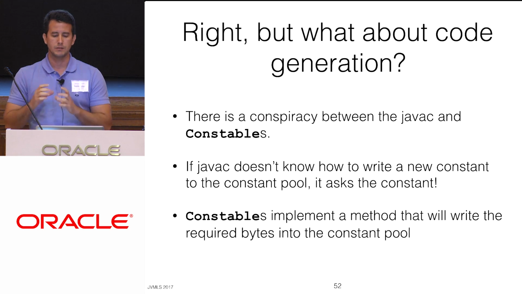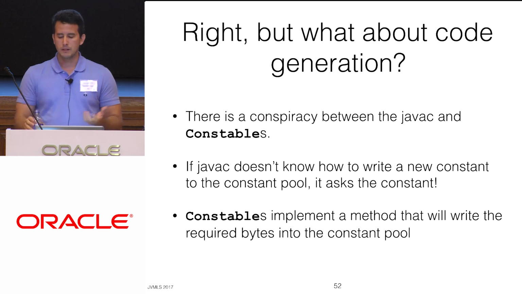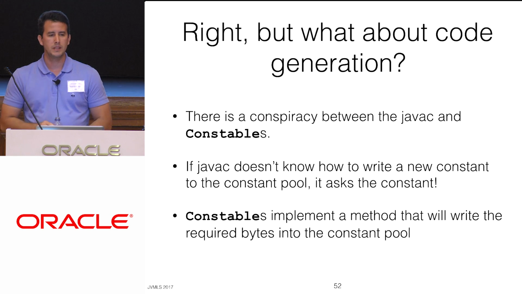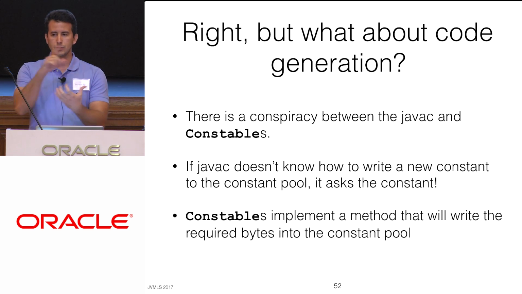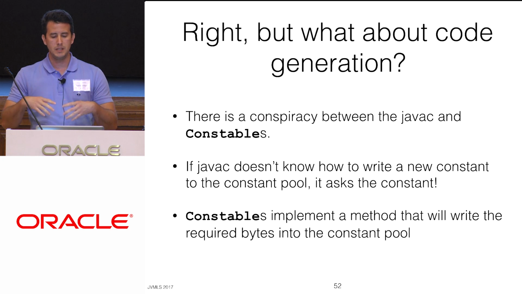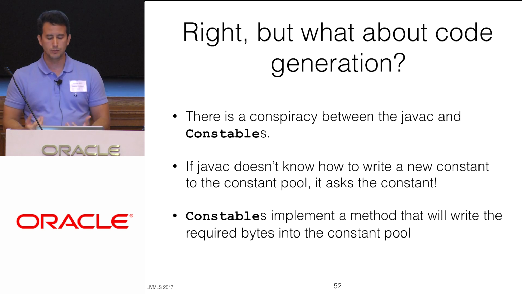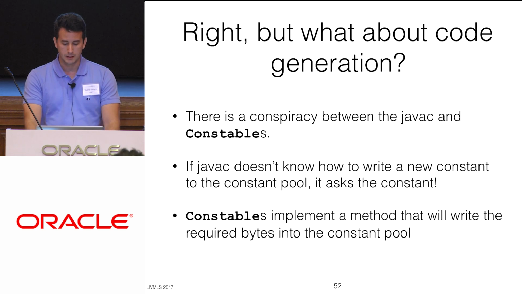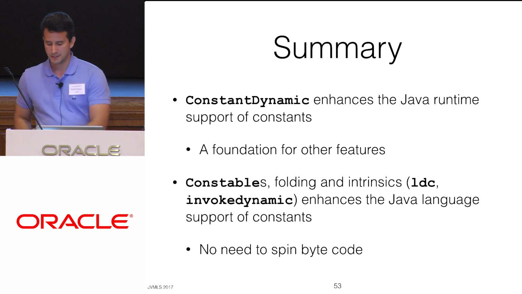understanding between the Java C and consoles, and we have provided an API so that when the compiler doesn't know how to write a constant to the constant pool, it asks the constant to write itself to the constant pool. This is very handy, and it kind of closes the circle. So it's easy to modify consoles, rename them, whatever, without actually having to modify one line of code in the compiler.